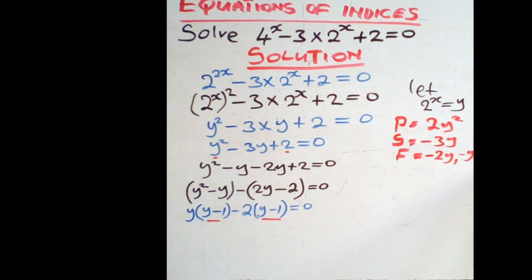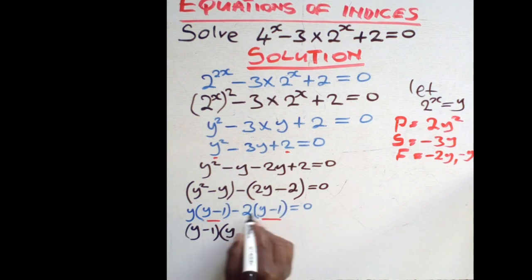It's common. So you still have to do factorization in the next step. Hence we have y minus 1 in brackets. This y minus 1 is already there, so the y has remained. This negative 2 has remained, like that. Then this is equal to 0. At this point, you have factorized completely.